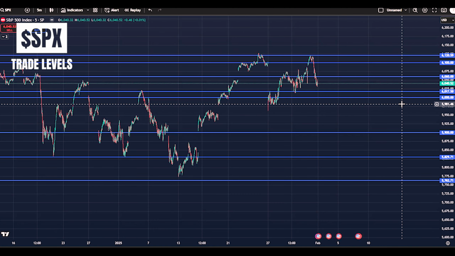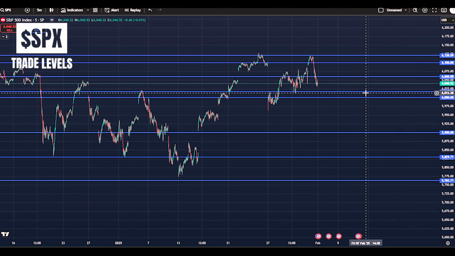Up next, ticker SPX. I did adjust some of my levels from what I've seen this week. And to be honest with you all, I've not seen the levels respected as much so far this year on SPX as opposed to last year. I'm sure that will change.